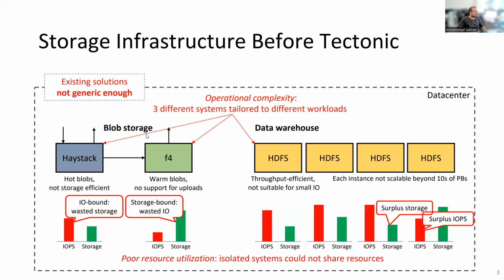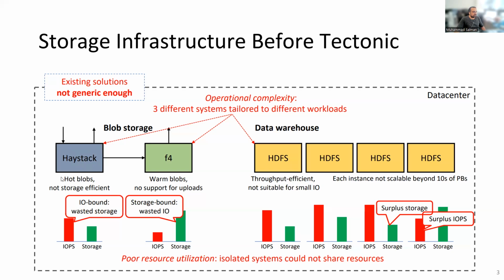In the blob storage, they have Haystack and F4. What is the difference? Haystack is used for hot blobs. When the data is of high frequency, it is handled by Haystack. A lot of data is retrieved and stored very frequently. In those cases, hot blobs are used, and hot blobs are handled by Haystack. However, when the data is not that frequent, then warm blobs are used.